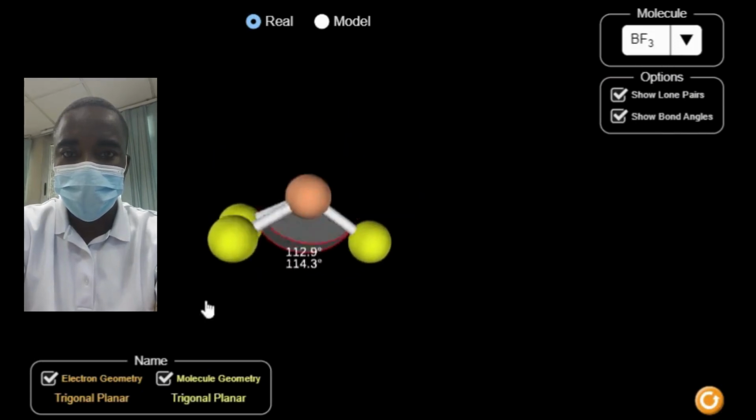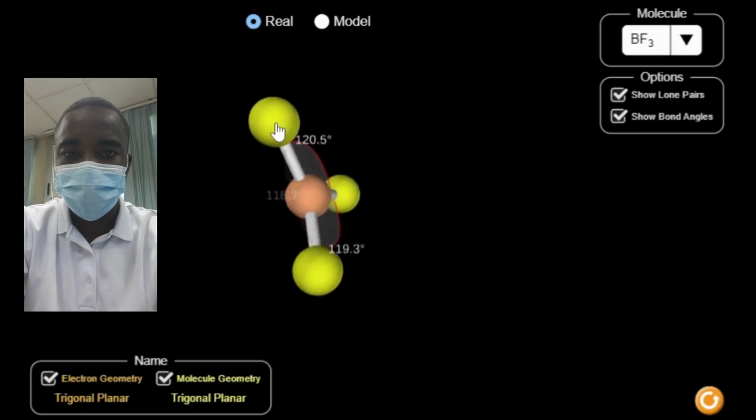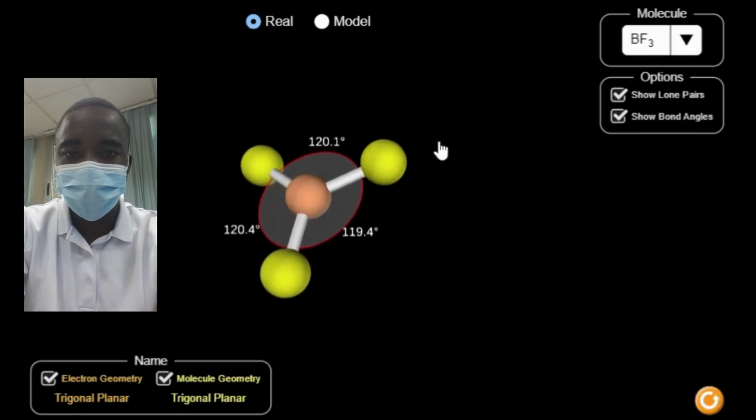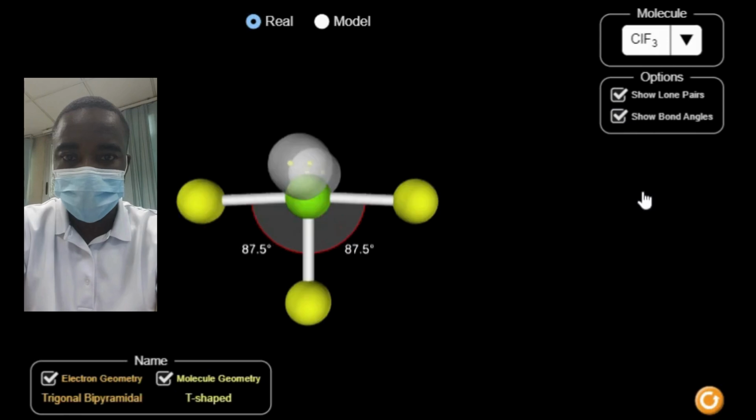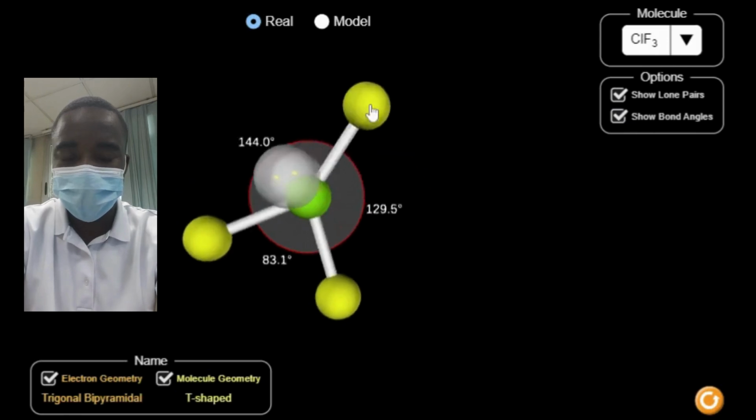Through exploration and experimentation, students can gain a deeper appreciation for the complex and fascinating world of molecular geometry and its applications in various scientific and engineering fields.